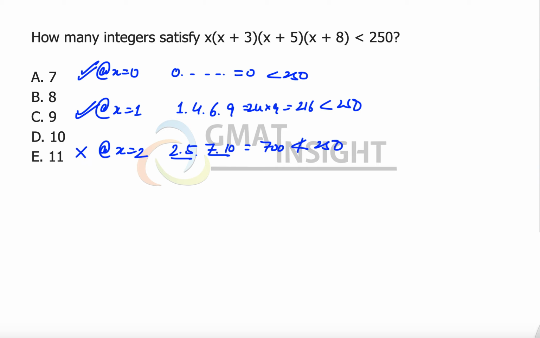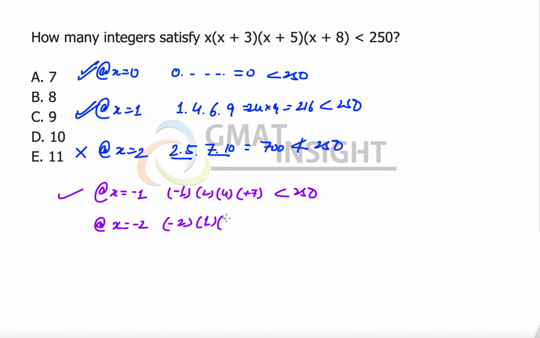Now that we understand that any further value of x will not satisfy it, we start going back and we start looking at negative values, because if x is equal to minus 1, we understand that the first term is minus 1, but the remaining three terms will be positive, and for that reason the result will be negative, which is less than 250, acceptable. Similarly, let's substitute x equal to minus 2. Yes, because minus 2 also makes only one term negative and the remaining three terms positive. That means this also is acceptable.